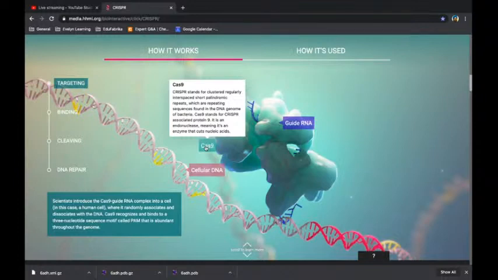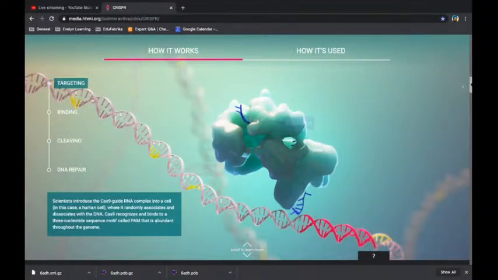And CRISPR stands for clustered regularly interspaced short palindromic repeats, which are repeat sequences found in the DNA genome of bacteria. And Cas9 stands for CRISPR associated protein 9, and it is an endonuclease, meaning it's an enzyme that cuts nucleic acids. So basically it's meant to cut nucleic acids, and it's present as protein 9 of the bacteria. That's why it's called Cas9.